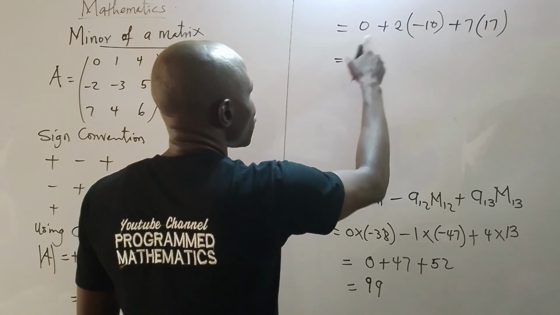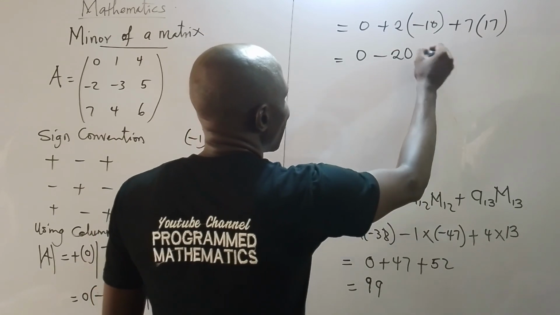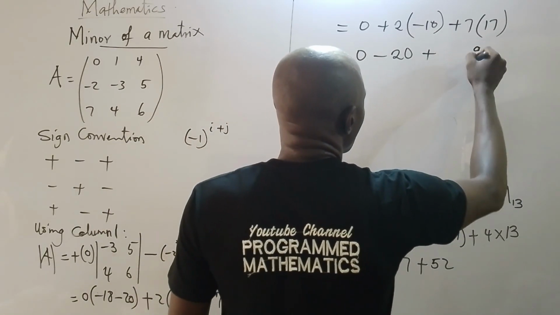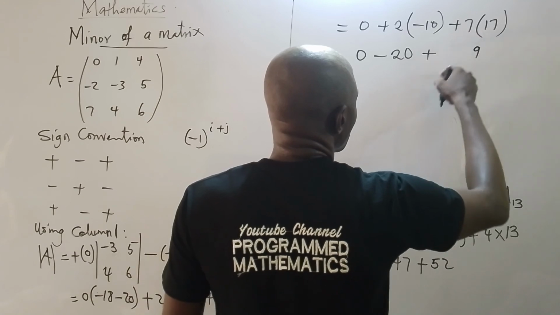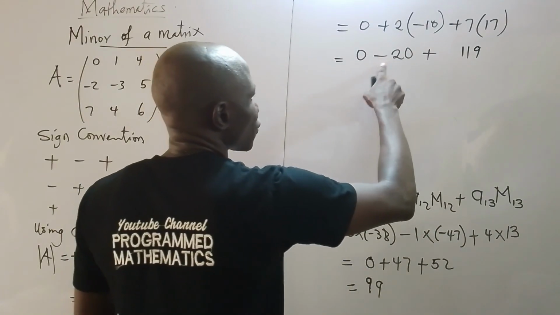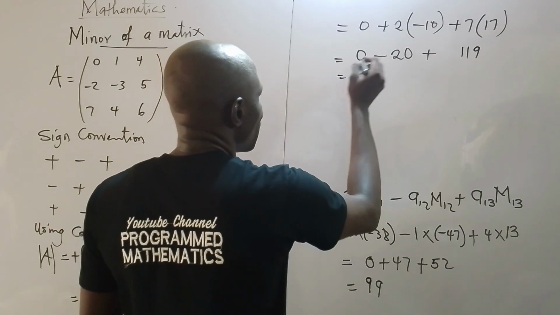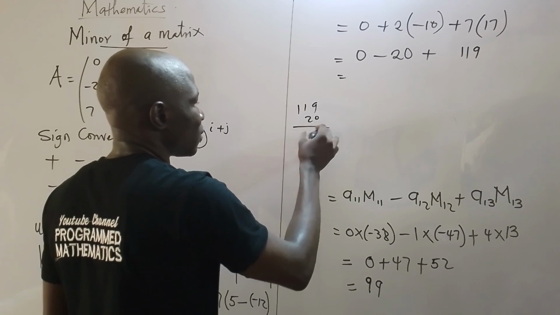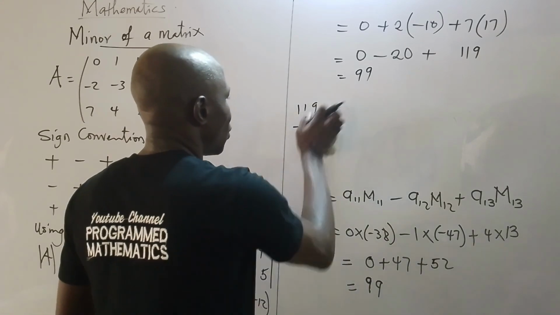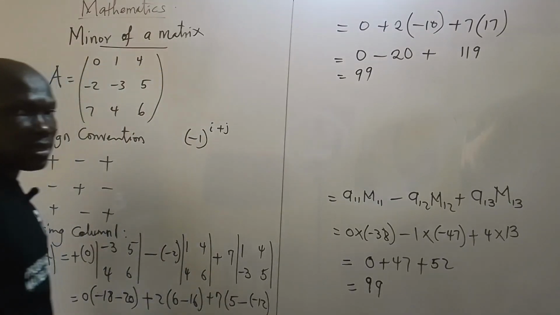And so if we simplify this now, 0 plus 2 times -10 is -20, then plus 7 times 17. 7 times 7 is 49, then 7 times 1 is 7 plus 4, that's 11. So we have -20 plus 119. So that simply means 119 minus 20. So this is 9, 11 minus 2 is 9. So here we have 99. If you look at this, 99 there, we have the same result as 99 here.